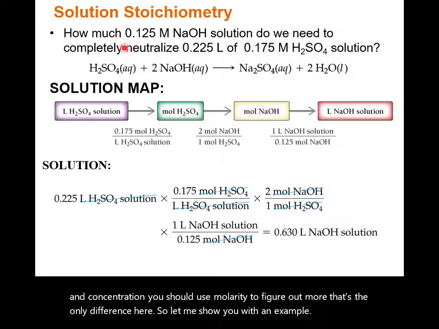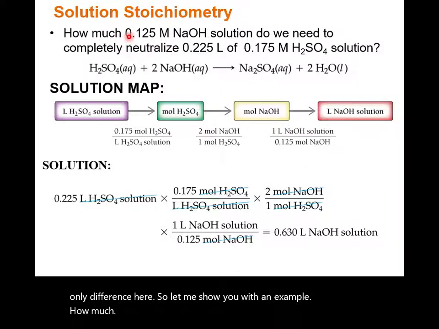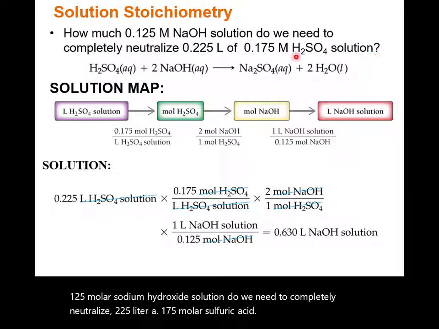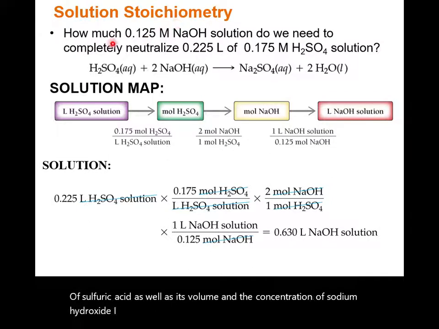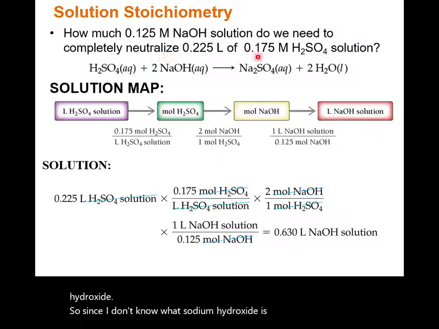How much 0.125 molar sodium hydroxide solution do we need to completely neutralize 0.225 liter of 0.175 molar sulfuric acid? So I am given the concentration of sulfuric acid as well as its volume and the concentration of sodium hydroxide. I want to figure out what volume I need of sodium hydroxide. So since I don't know what sodium hydroxide is, the known is sulfuric acid. That's what I will start with.